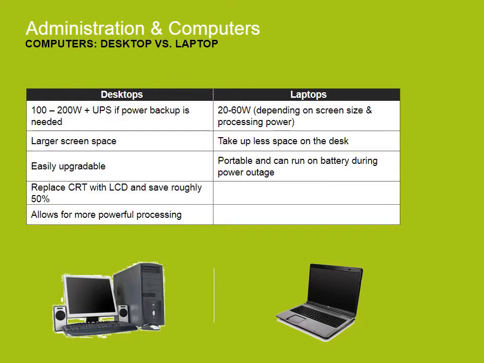There are two types of commonly used computers. Desktops are far more power hungry than laptops, often requiring UPS systems where loss of power to the desktop is too costly. However, they have their advantages in other areas. They are more powerful than laptops and are easily upgradable when it comes to hard drives, RAM, and graphics cards. Laptops have advantages of their own. They require 50 to 90% less power, take up less space on the desk, are portable, and can obviously run on battery during a power outage.